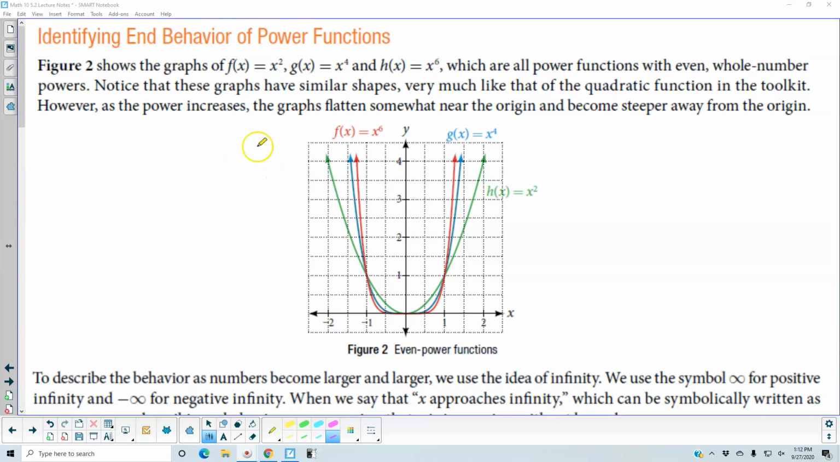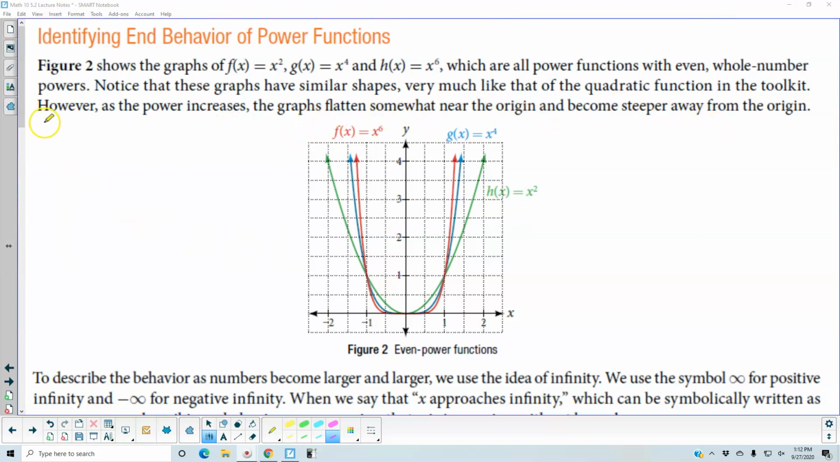However, as the power increases, the graphs flatten somewhat near the origin and become steeper away from the origin. So you can see here in green is the parabola, which is x squared, and then x to the fourth starts to flatten a little bit more compared to the quadratic function, and then x to the sixth gets a little bit flatter. So again, as the power increases, the graphs flatten somewhat near the origin and become steeper away from the origin.